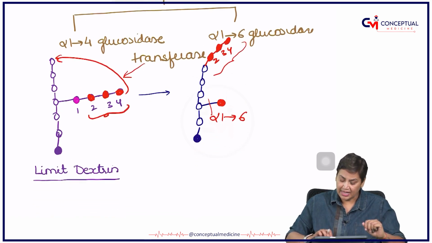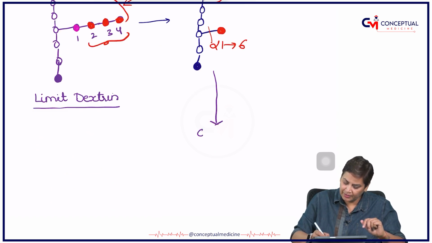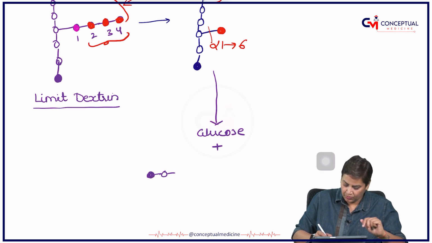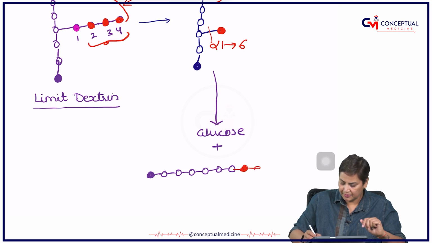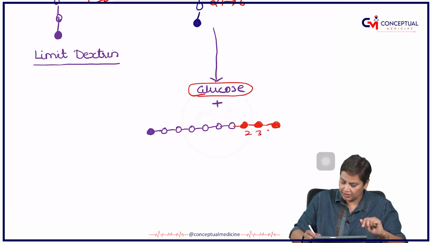This branch is removed. And if we talk about the reaction here, one glucose will be liberated. So glucose plus this type of structure will be there: 1, 2, 3, 4, 5, 6 and the rest of the ones will be 2, 3 and 4. This is the first one which will be liberated as glucose and this becomes 2, 3, 4. And now again the status would be what? Again glycogen phosphorylase will act.